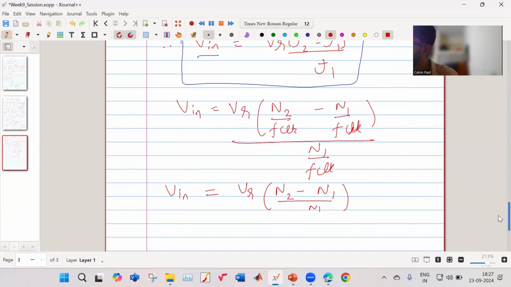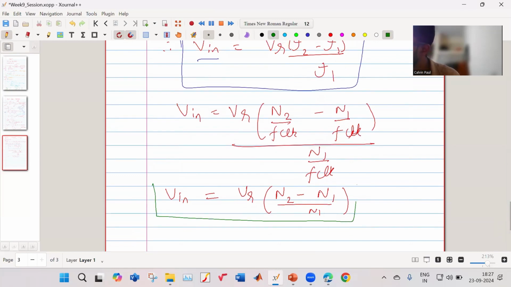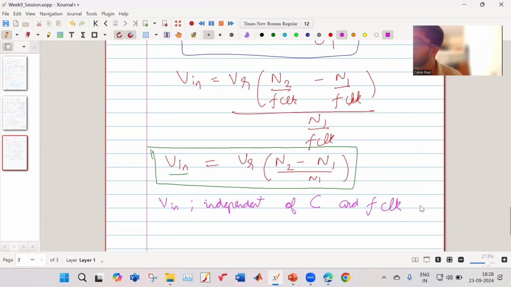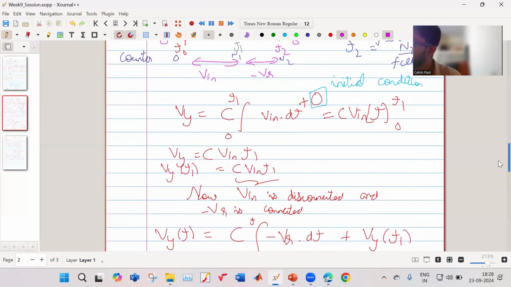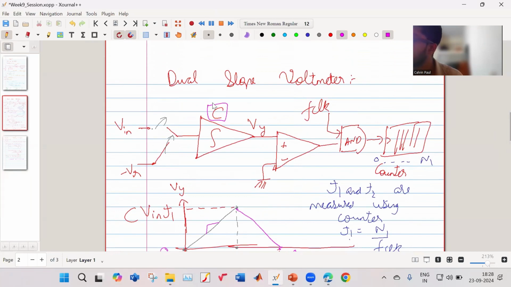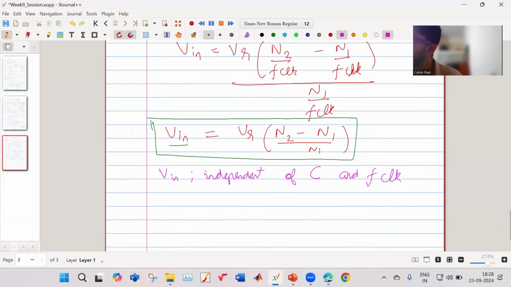So in this manner, your input voltage is independent of C and f clock. Okay, it is independent of C and f clock. So even if this C changes, or even if your f clock changes, your output which you measure will be accurate.